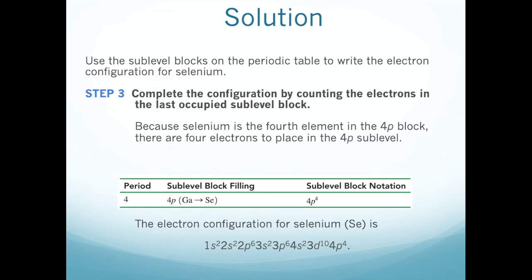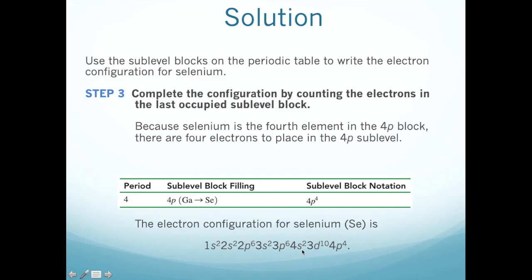When you're done, if you want to check your work, selenium is element number 34. So to make sure you did this correctly, 2 plus 2 plus 6 plus 2 plus 6 plus 2 plus 10 plus 4 adds up to 34. And you'll notice that selenium is in the fourth row and in the p block, and it's the fourth element of the p block.